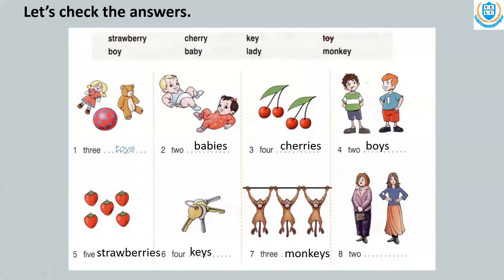Lady. Okay, ladies. There are two ladies. L-A-D-I-E-S. You got it? Now let's listen. Okay, listen and repeat.